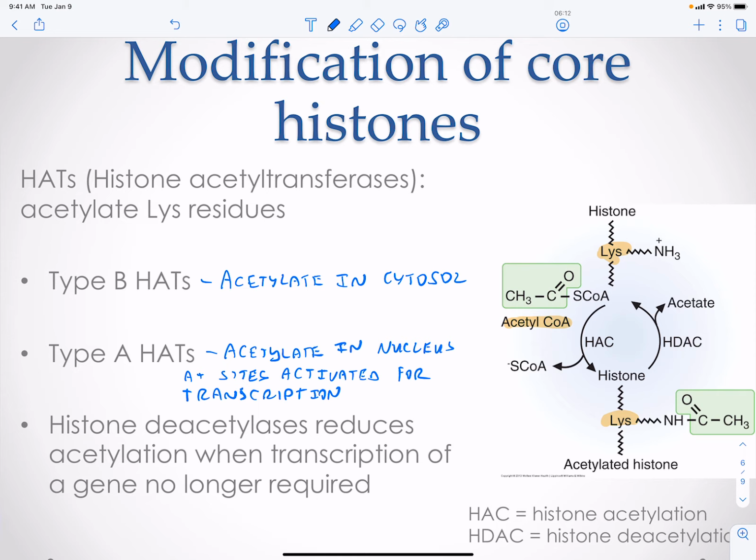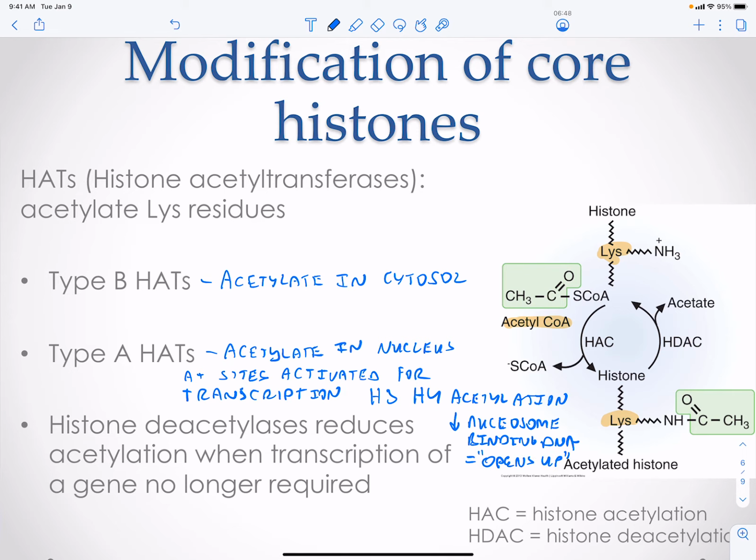Now, histone 3 and histone 4 acetylation can also lead to reduction in the affinity of the nucleosome for the DNA. So what that means is that your acetylation of 3 and 4 is going to mean it opens up.